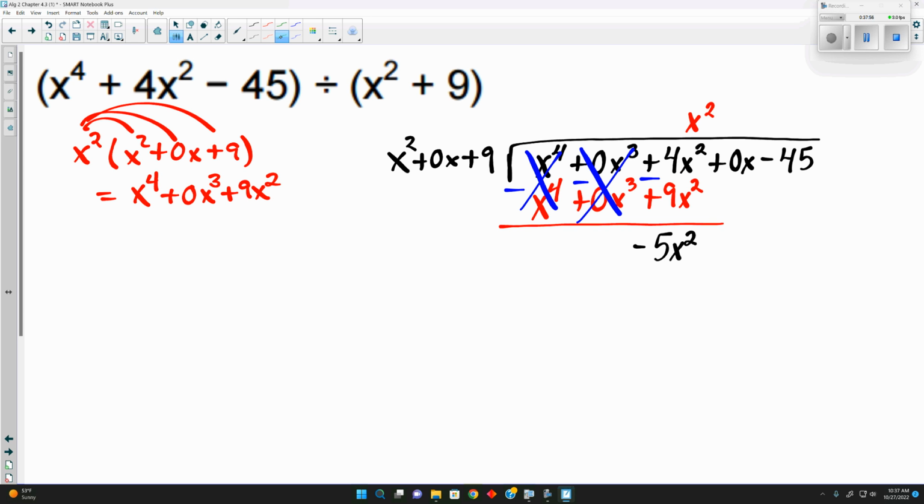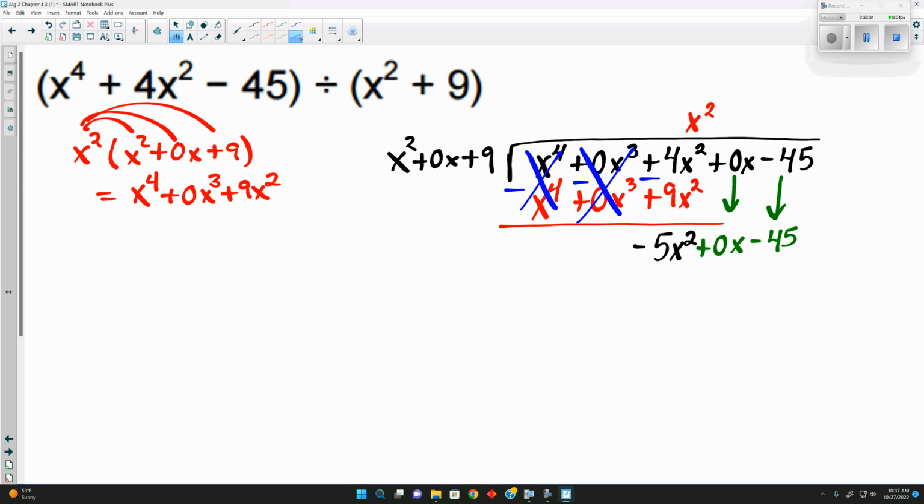So what would we do next? We bring down the 0 plus 0x, yes? Well, how many terms do I have left over right now? 2. How many am I dividing by? 3, yes? I don't have enough terms. I have to bring the next 2 down. Just like when we divide with long division, if the number that we have is not big enough, we bring the next number down with it. Instead of bringing 1, we brought 2. It's the same process.